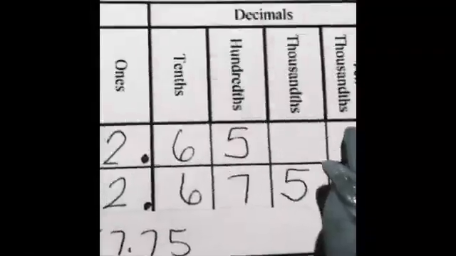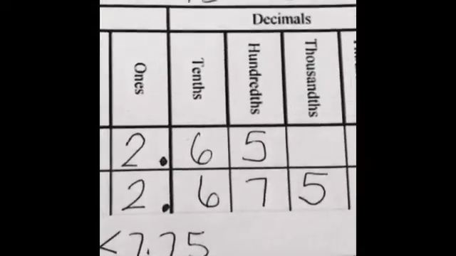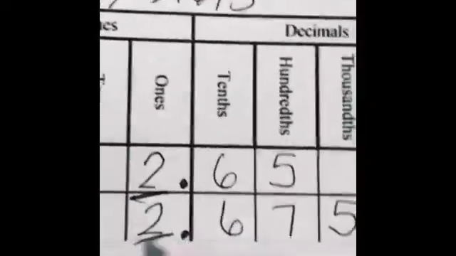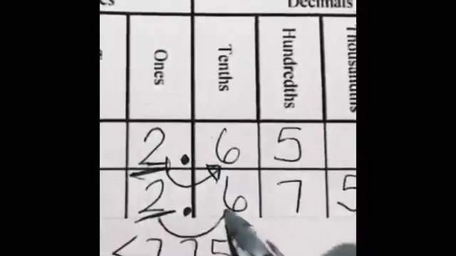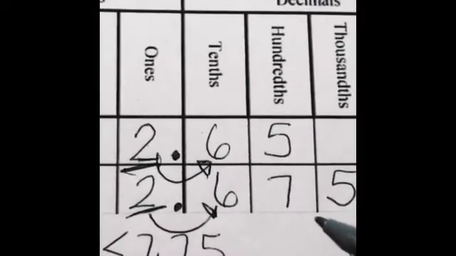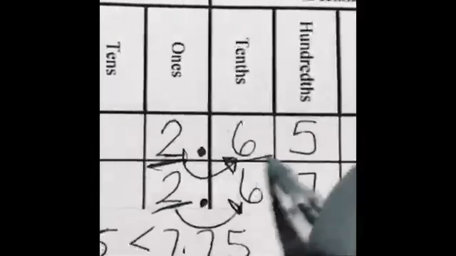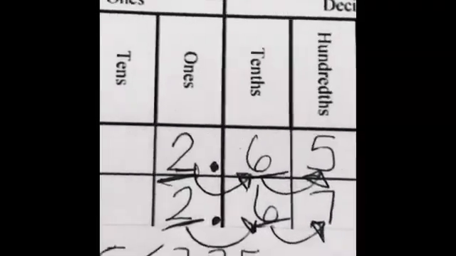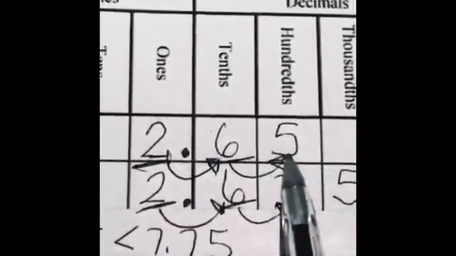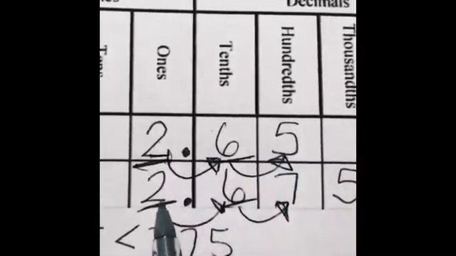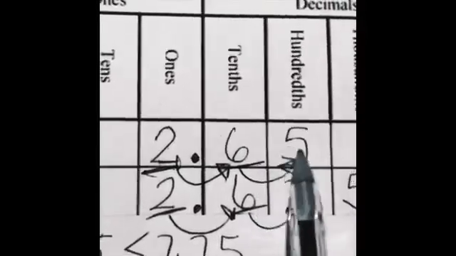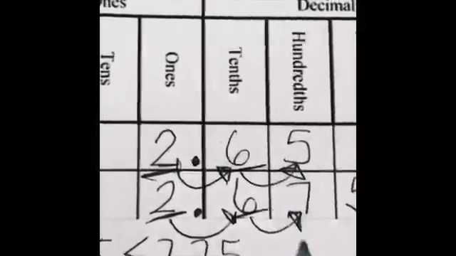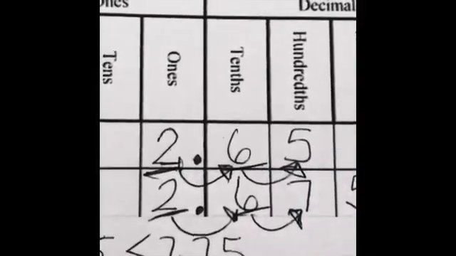I have 2.65 and I have 2.675. All right, let's underline our highest place value, which is the ones place. The place is the same, so I change the game. Uh-oh, the place is the same again. That's all right, because guess what? I could change the game again. All right, so this is showing 2.65 is less than 2.675 because this 5 hundredths is less than 7.